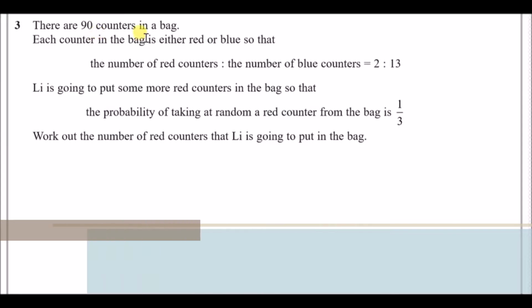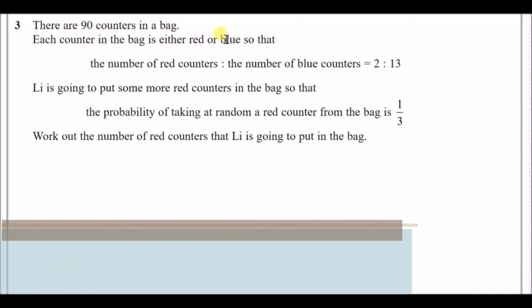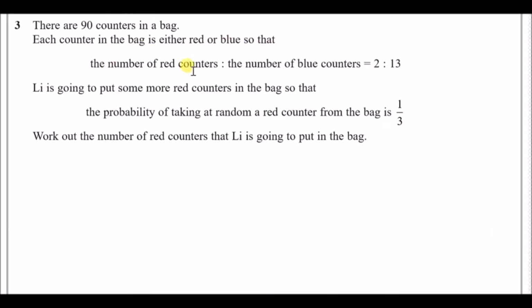So there are 90 counters in a bag. Each counter in the bag is either red or blue. We'll keep that in mind. The ratio of the number of red counters to the number of blue counters is 2 to 13. Let's go ahead and work out how many counters we have straight away. If you want to change this into a fraction, out of the total, 2 plus 13 is 15 parts, so we can say that 2 out of 15 is red, and therefore 13 out of 15 must be blue.